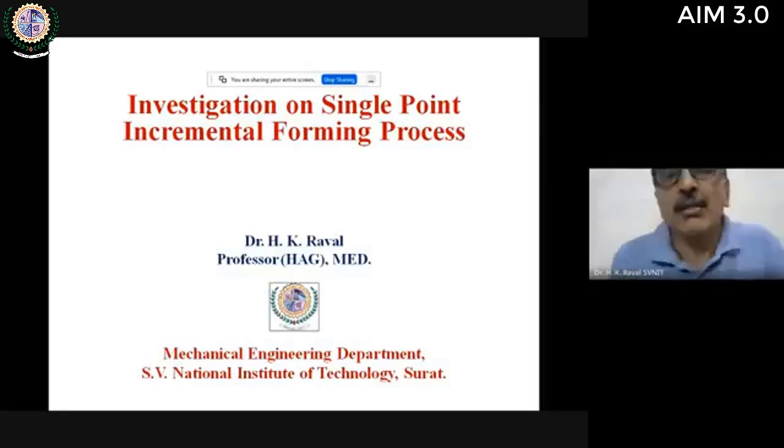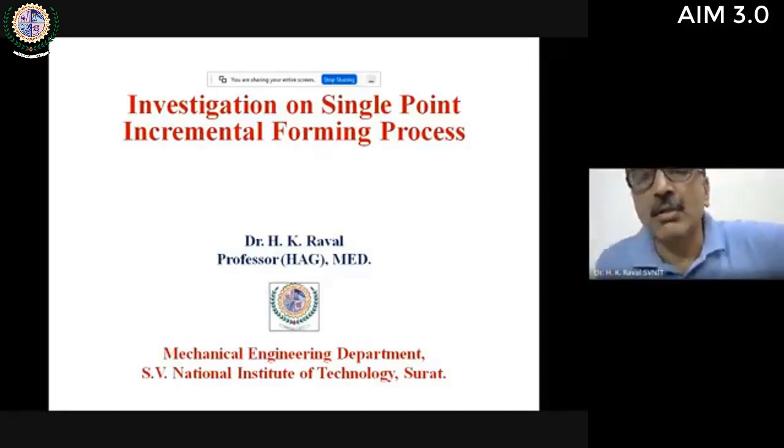Let us start this particular talk on single point incremental forming. To start with, I will very quickly give a glimpse of the different types of incremental forming, in general, and then we'll limit it to single point incremental forming. So a couple of 3-4 slides will discuss the incremental forming process.